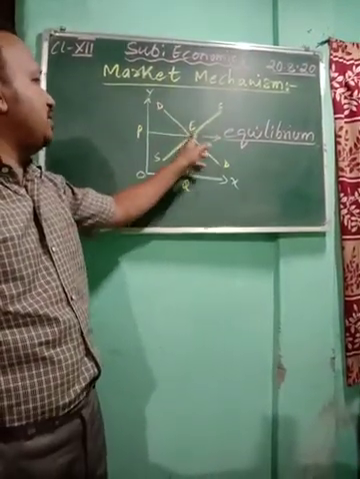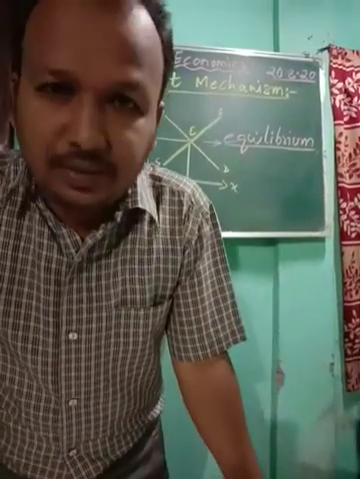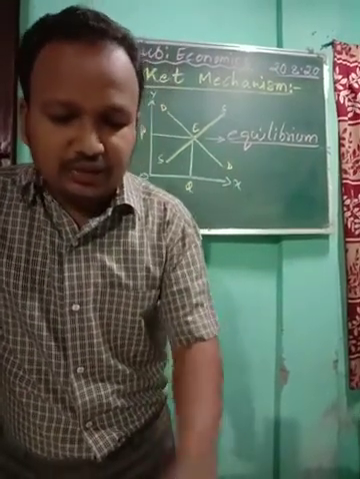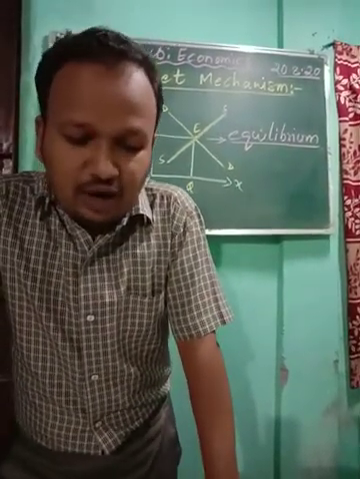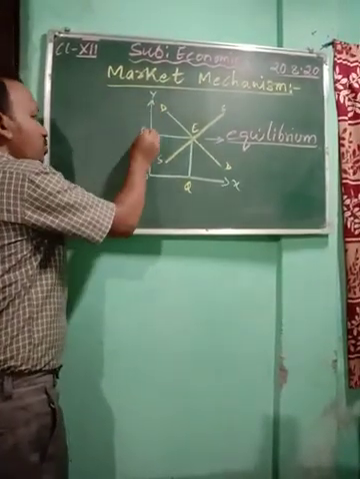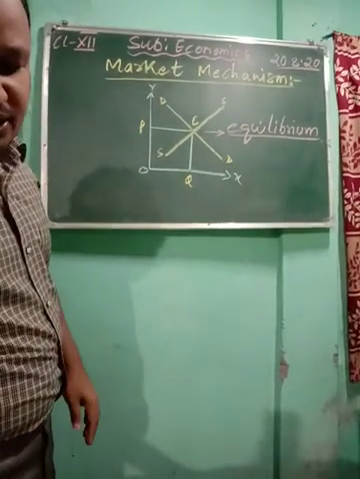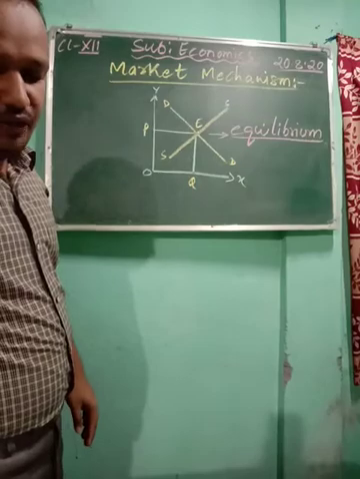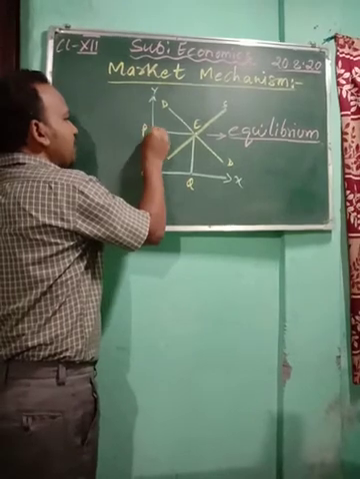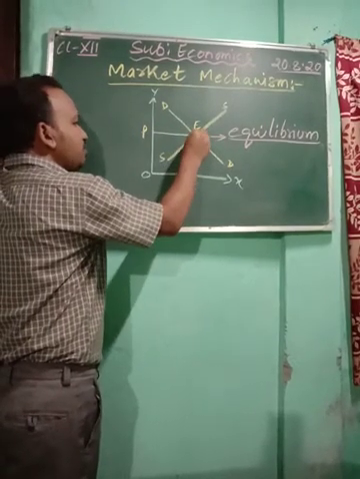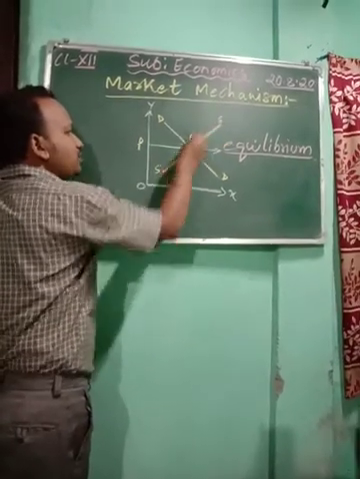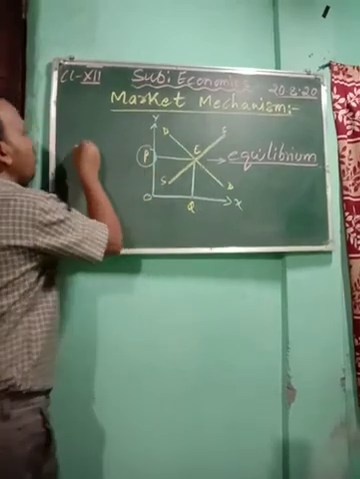When demand and supply are equal, at that time we call it equilibrium. Now see what is equilibrium price and what is equilibrium quantity. The price at which the quantity demanded of a commodity is equal to the quantity supplied is known as equilibrium price. At this price the demand is the same and the supply is also the same, so this is known as equilibrium price.